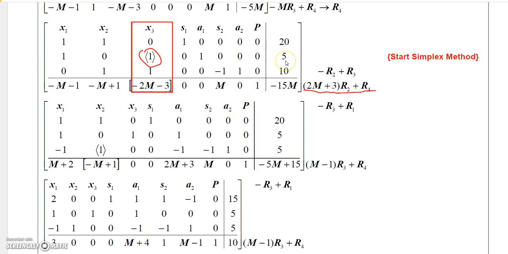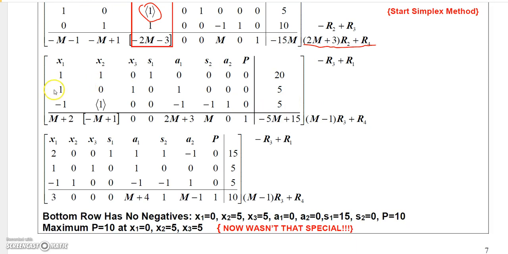But when you multiply this by 2m plus 3, 5 times 2m plus 3 would be 10m plus 15. So if you add 10m plus 15 to negative 15m, you actually are going to get negative 5m plus 15. All right, so now let's see where my most negative indicator is now. M plus 2 is not negative.